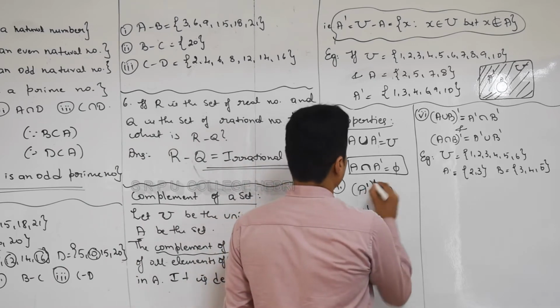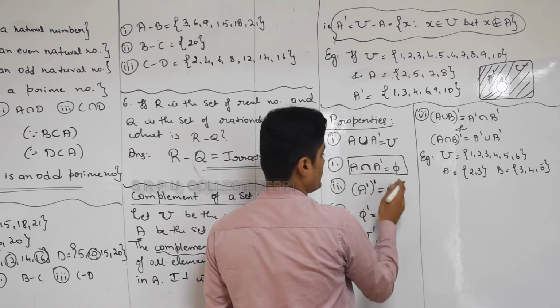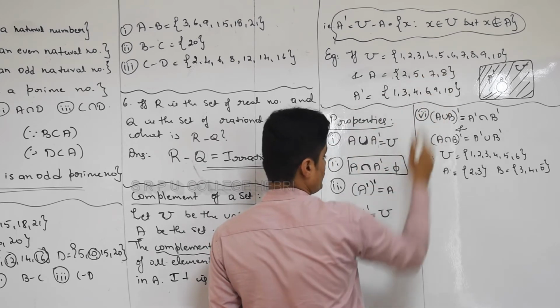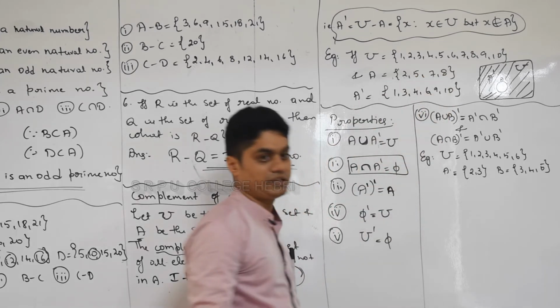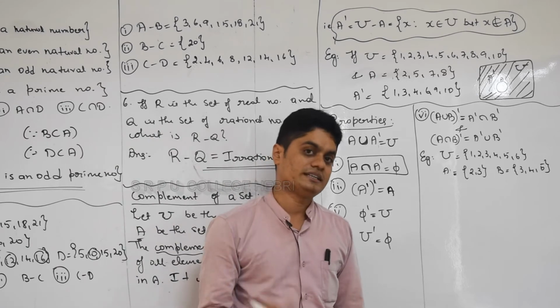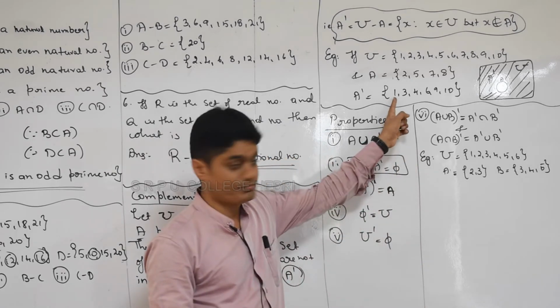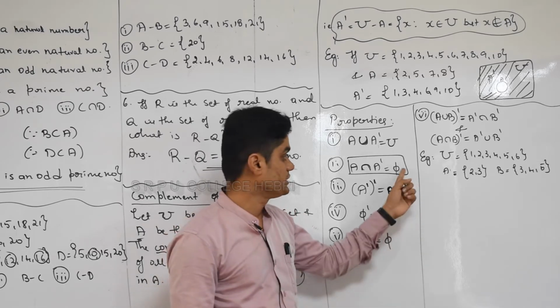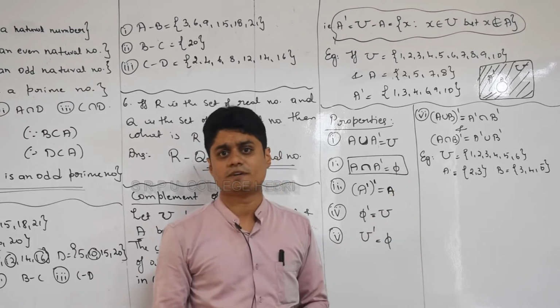When you take the complement twice, what will you get? For example, take the complement here, 2, 5, 7, 8. You will get A back. Remember that. When you take the complement of a complement, you can take the example of this. You will get that set back. A complement of complement is A.